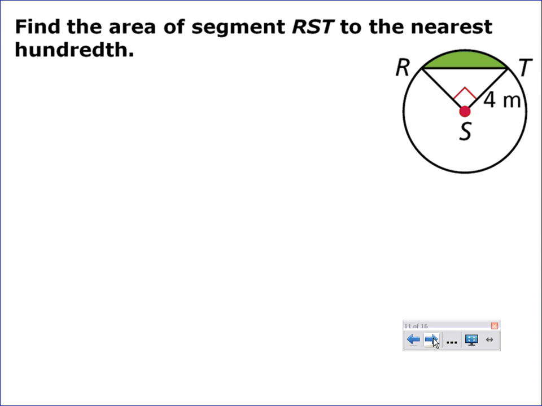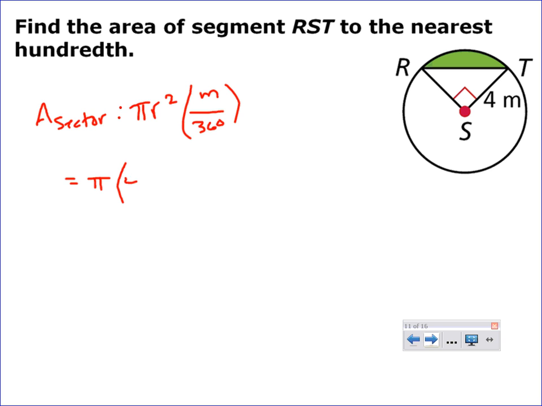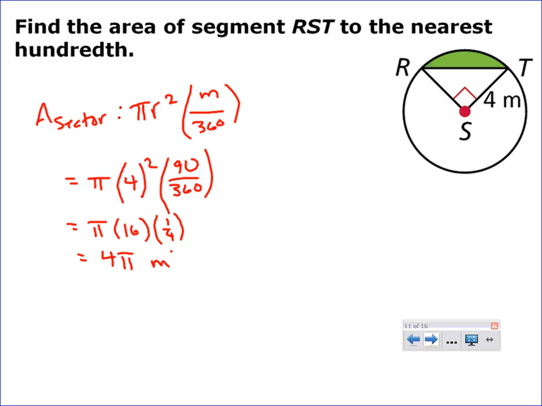Here's another segment, to the nearest hundredth. So you find the area of the sector first. Remember, that's pi times radius squared times m over 360. The radius this time is 4, squared. And this time it's 90 over 360, which nicely enough is a fourth. So we have 16 times a fourth, or 4 pi meters squared. Again, I'm going to leave it till the end.